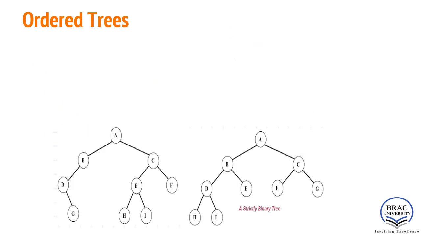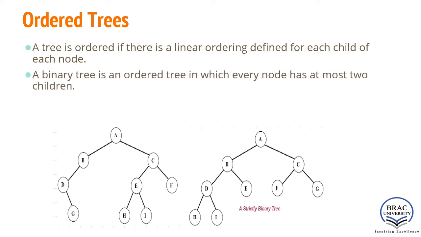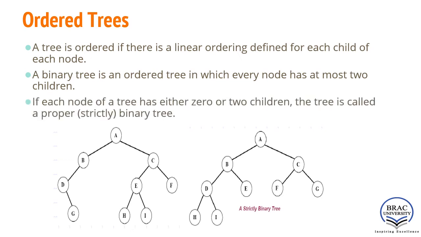A tree is ordered if there is a linear ordering defined for each child of each node. So a binary tree is an ordered tree in which every node has at most 2 children. So this is the property of a binary tree. If each node of a tree has either 0 or 2 children, then the tree is called a proper or strictly binary tree.